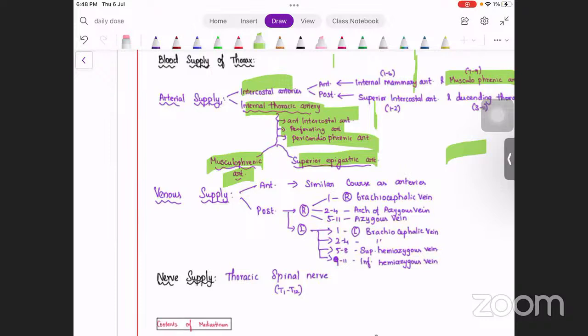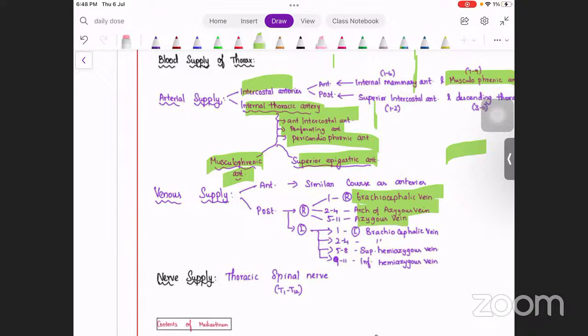Apart from that, you have the venous supply, where you see the anterior intercostal vein and the posterior intercostal vein. The anterior has a similar course as the arteries and they are called venae comitantes. For the posterior ones on the right side, the first posterior intercostal vein drains into the right brachiocephalic vein, while 2 to 4 drain into the arch of the azygos vein, and 5 to 11 drain into the azygos vein.